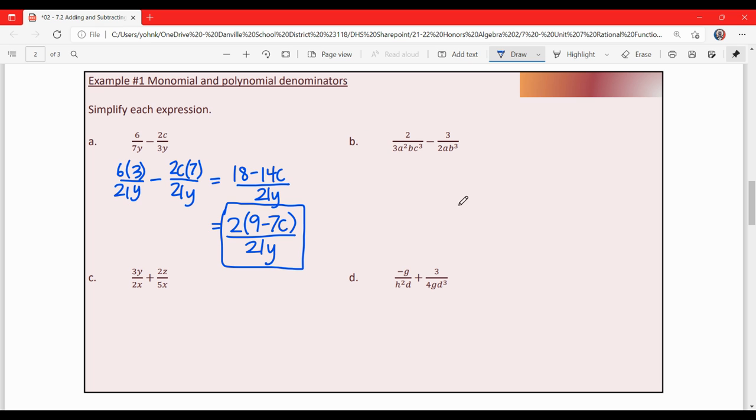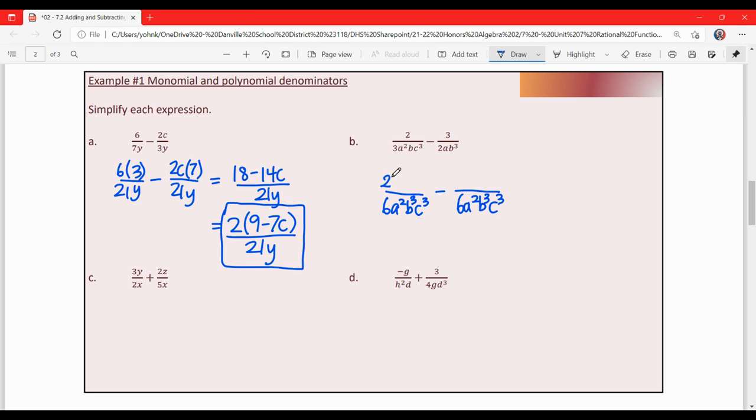All right, if we look at letter B, let's try to figure out what our common denominator is going to be. I have a 3 and I have a 2. So between 3 and 2, my common denominator would be 6. I have an a squared and an a, so take the highest exponent. I have a squared. I have a b and a b cubed. Highest exponent's b cubed. And then I have a c cubed and nothing, so c cubed. So let's write that on the second one.